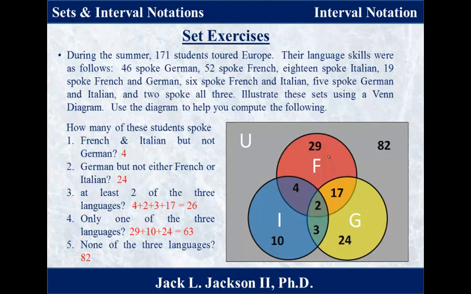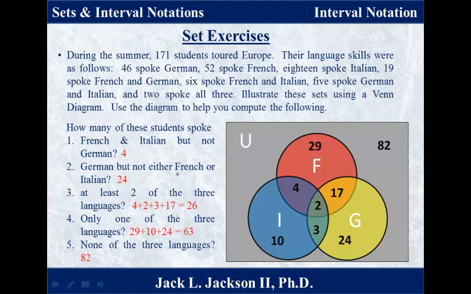So, how many of these students spoke French and Italian but not German? So we need French and Italian, not German. That's 4. So this would be F intersect I, take away G. We use our set notation.